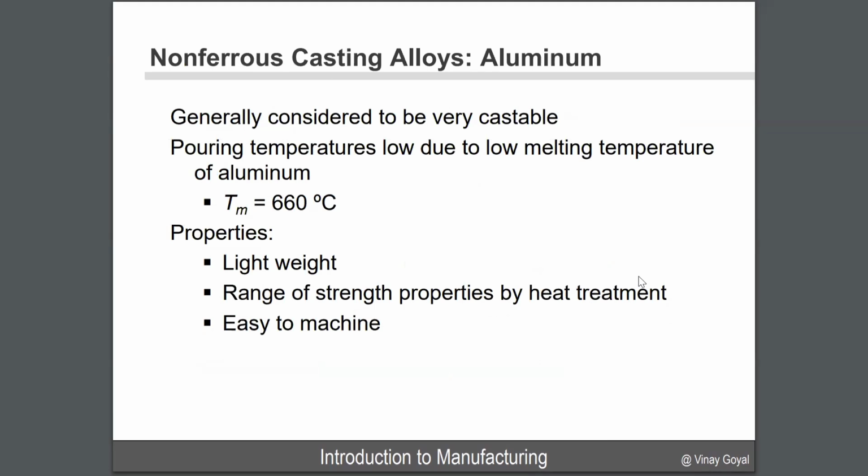Aluminum, very castable. You will see this a lot because the melting temperature you're looking at is 660, which is relatively low. So it's easy to deal with from that perspective. Lightweight, and a range of strength properties can be achieved by heat treatment. Easy to machine. Like after you're done, you can do some machining.